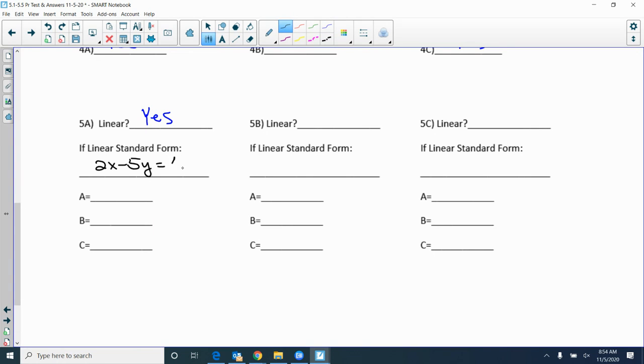equals 6. Now, our a is what's in front of the x. It's a 2. Our b is a -5, and our c is a 6. So the linear form, if you need to, write it down as ax plus by equals c. That's what we put on those notes yesterday. Okay, so that is linear. You've got to put it in standard form in that spot. You've got to put your a, b, and c.